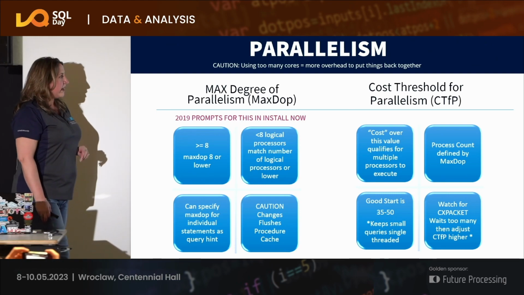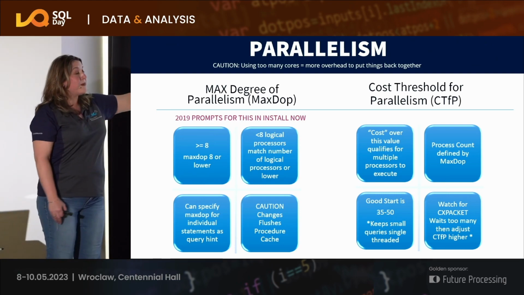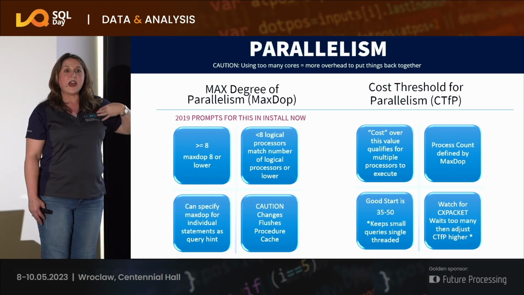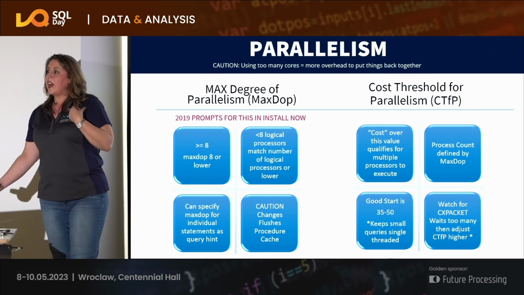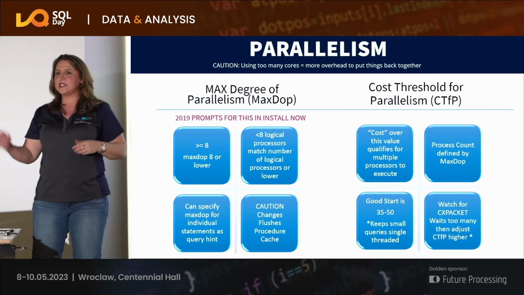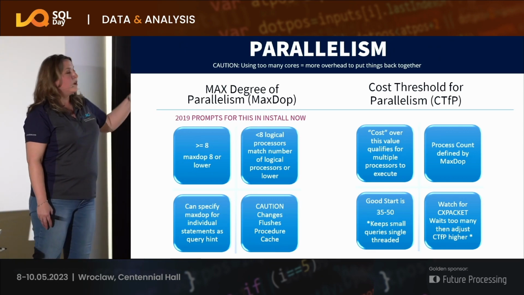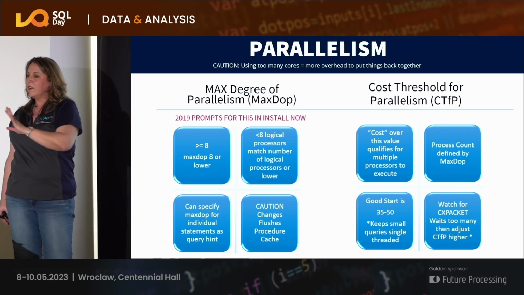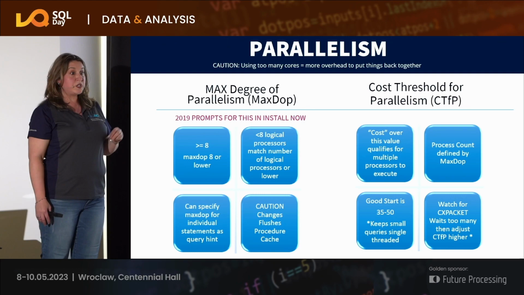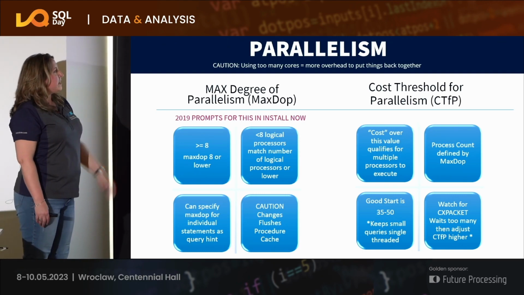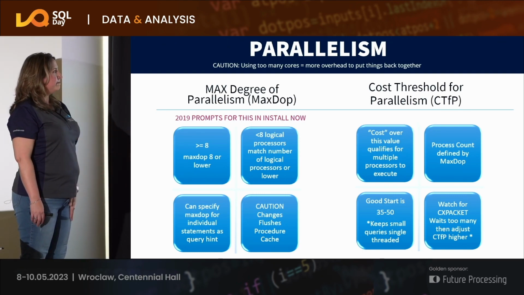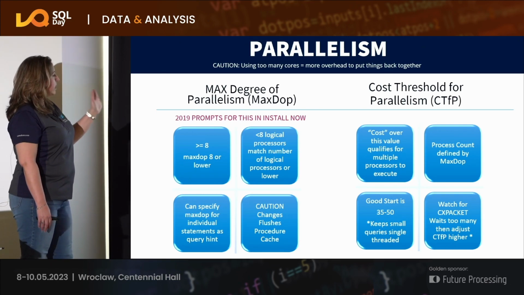So how does this work together? One, you're going to actually do your max DOP. I start with half the number of cores. So if I have 8, I'm going to set it at 4. If I have 16, I'm setting it at 8. Up to 8. Again, 8 is a magic number. 8 seems to be a sweet spot for most environments. So you want to match it to the logical processors lower than that.